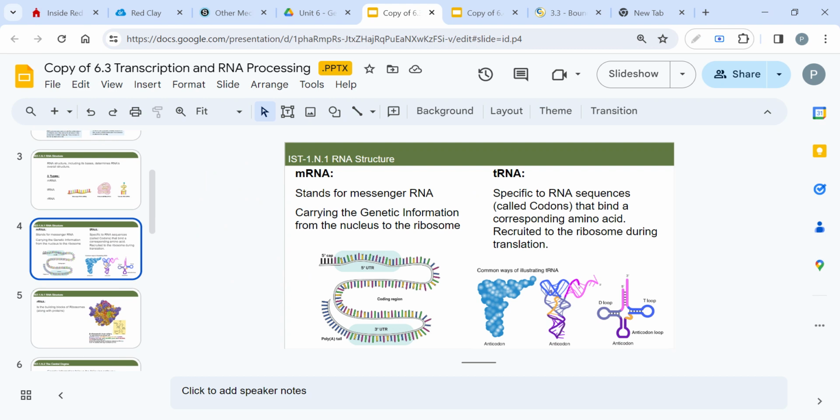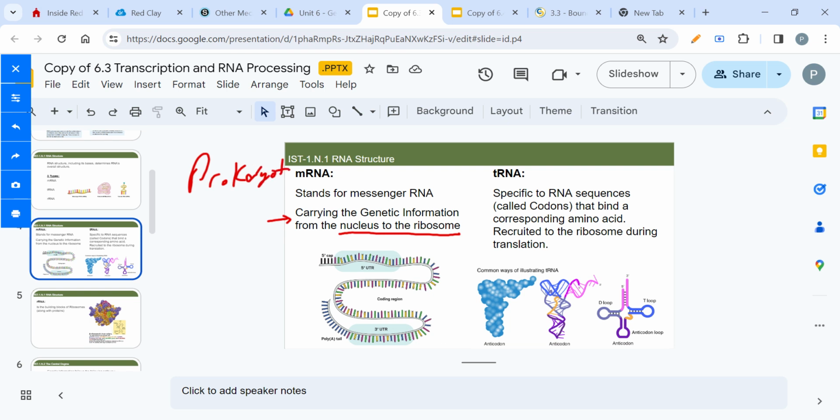So your mRNA, your messenger RNA, is used in order to carry the genetic information from the nucleus to the ribosome. Now, this is a little bit misconstruing because mRNA can also be used in prokaryotes as well. So what I want you to remember is that prokaryotes do not have a nucleus, but they still have DNA. So your prokaryote will still make mRNA, it's just not leaving the nucleus. So you can really just say from the DNA to the ribosome, as opposed to always saying the nucleus.